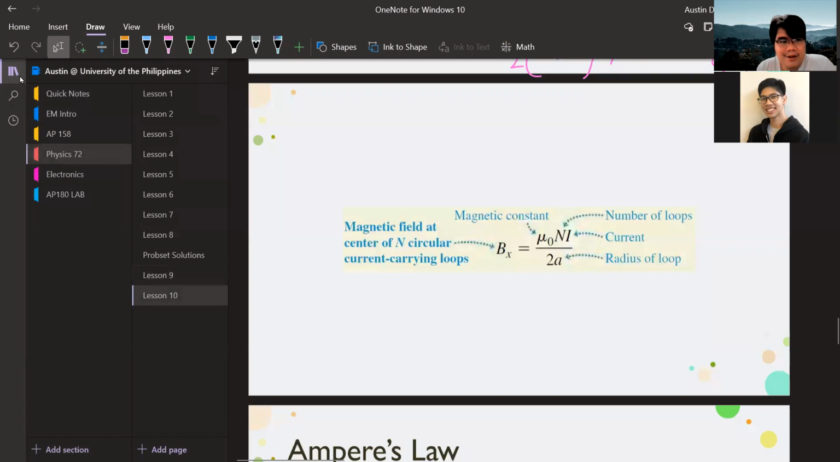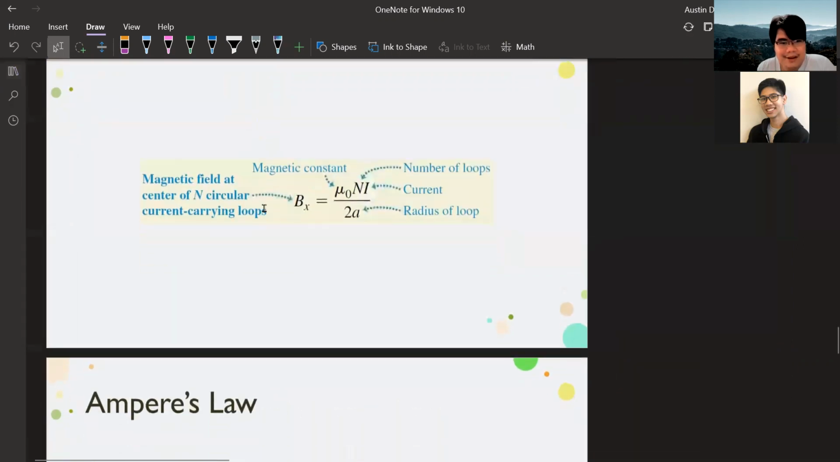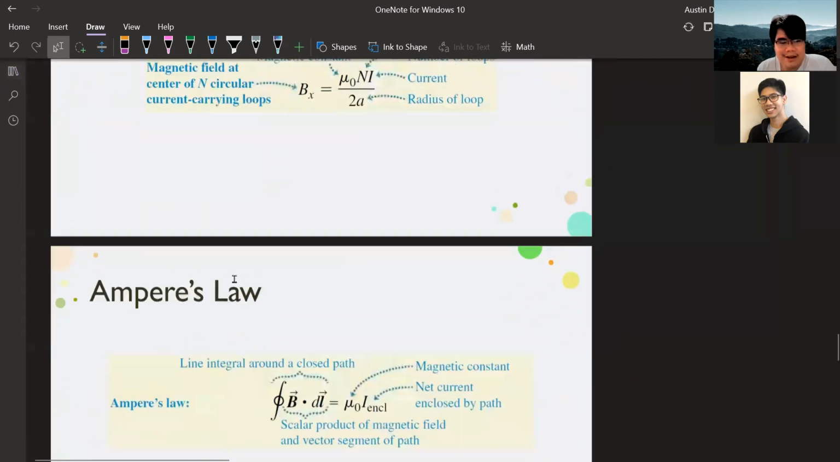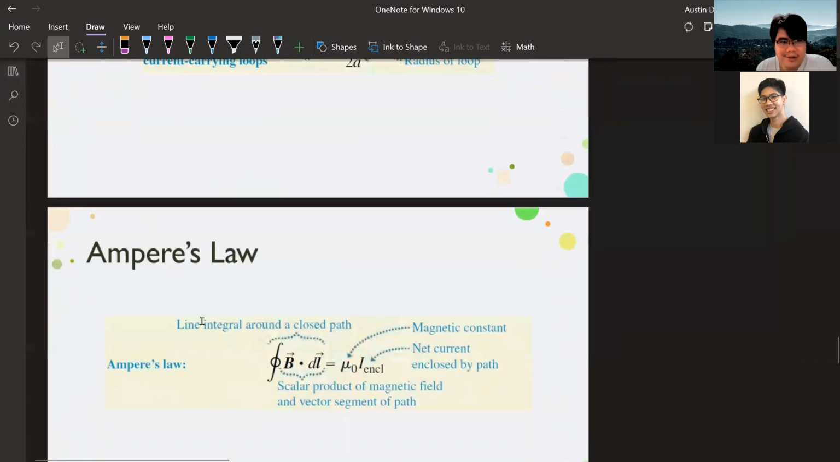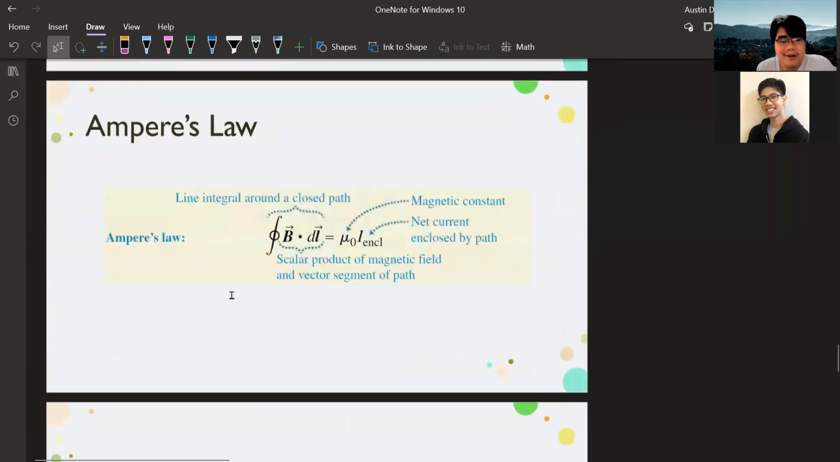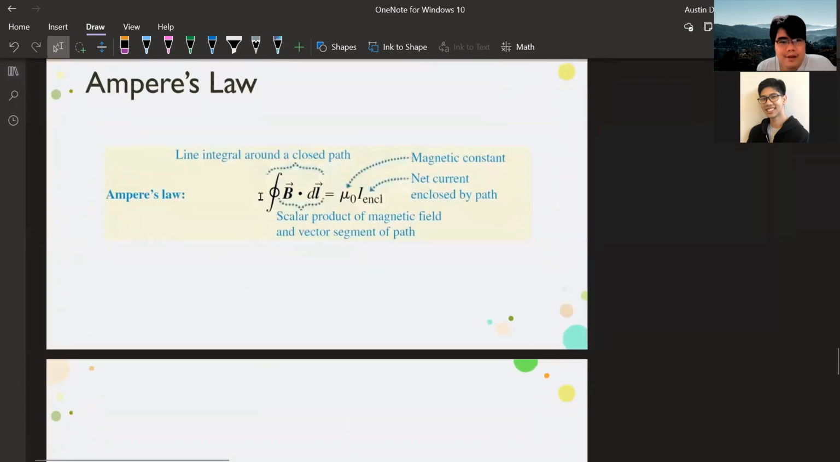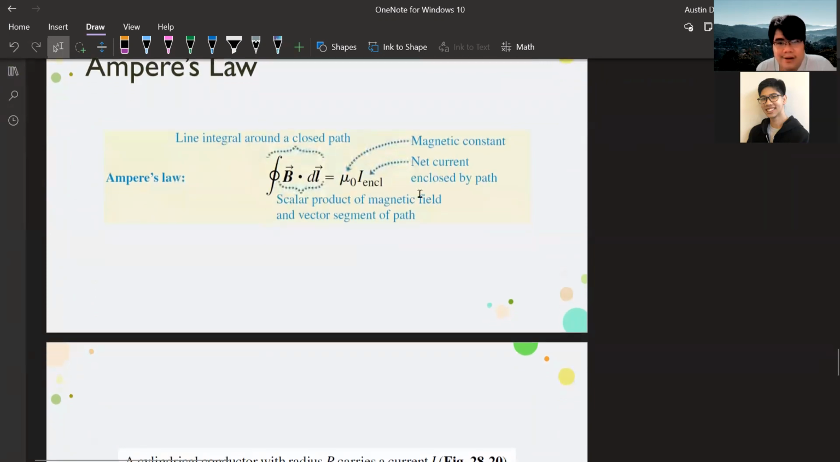So what else can we do? So we have here Ampere's law. Yung Ampere's law parang ito yung easy way to calculate the magnetic field. For Ampere's law, the left-hand side is the closed integral of B dot dl. Ibig sabihin, closed dapat yung path. Then that must be equal to mu naught I enclosed by a path.